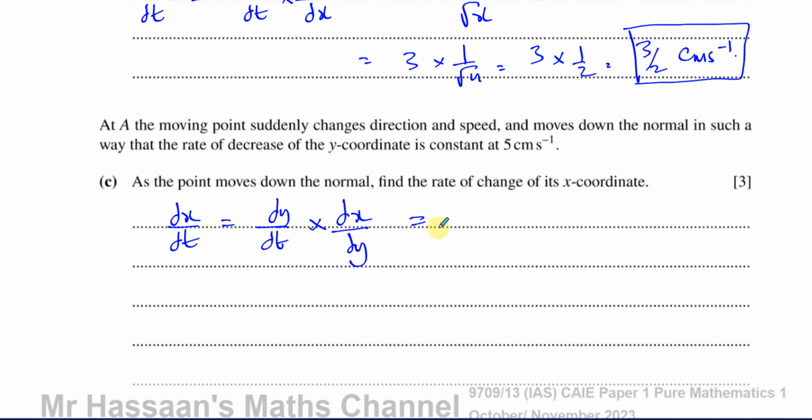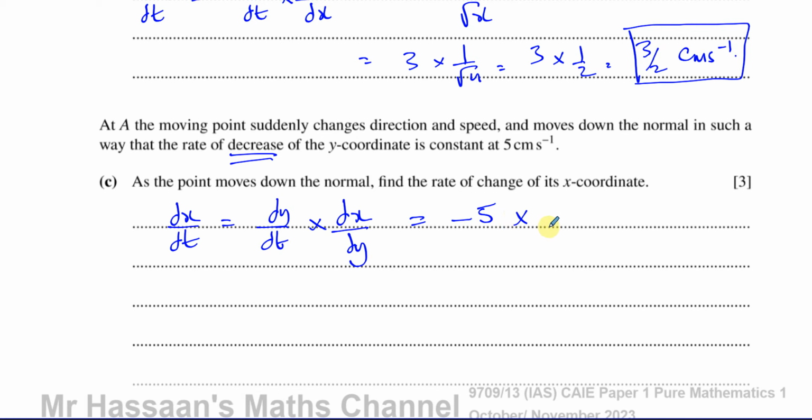Now we know what dy dt is. The rate of decrease of the y-coordinate is constant at 5, so it's minus 5 because it's a decrease. Because it says decrease, you put minus 5. So dy dt is minus 5 times dx dy.